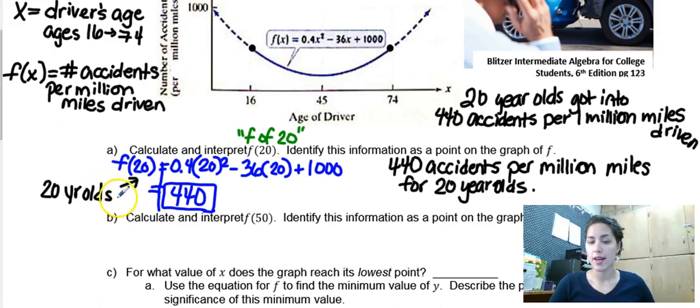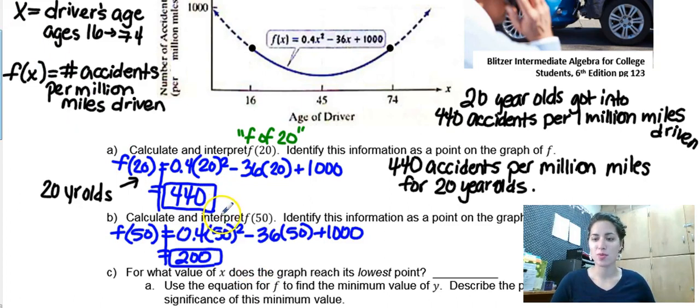On your own, I'd ask that you press pause for a second and work on calculating and interpreting f of 50 first, and then we'll go back and look at the graph. So f of 50 equals, press pause. I'm going to press pause too on my video, and then when you press play, you'll see my answer and we will compare.